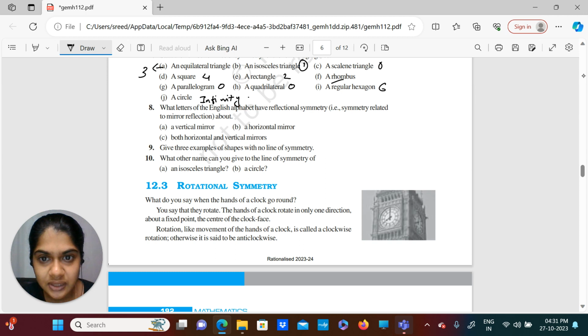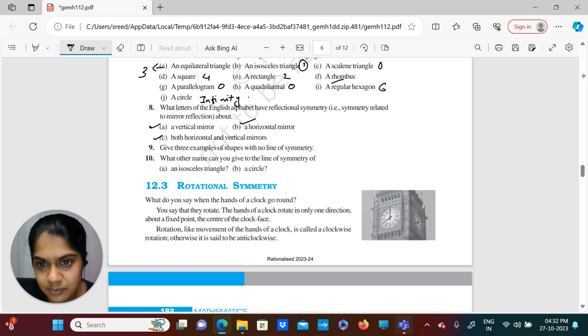Okay, which letters of the English alphabet have reflection symmetry? Just do it. Reflection symmetry and normal symmetry are just the same. So you see the letters which can be divided into equal halves. Okay, so vertical, horizontal, and the letters with both horizontal and vertical. Please try doing it as homework.